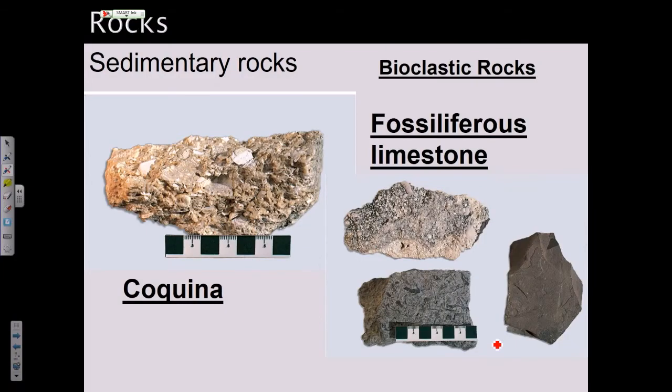Okay. Now, these are biochemical. Notice the difference. They've been lithified, they're fragments of shells, not minerals that have been collected loosely and then compacted. This rock here is almost all shells. It's called coquina. Okay? And then if you look to the right, on the bottom right, we have something called fossiliferous limestone.